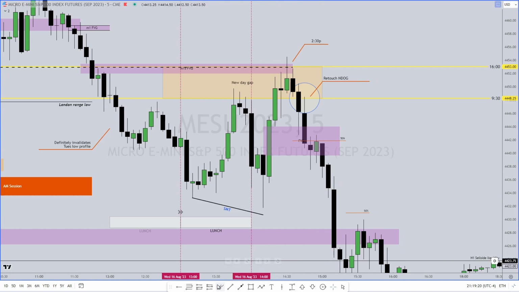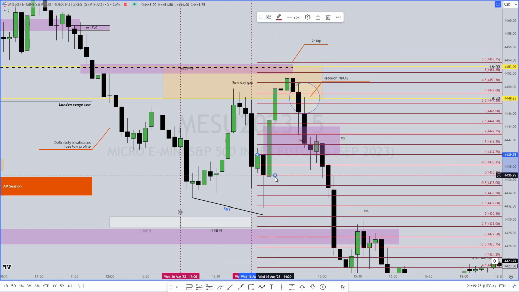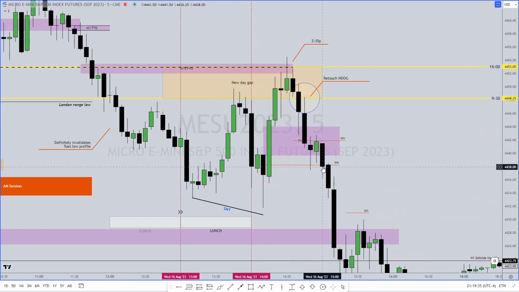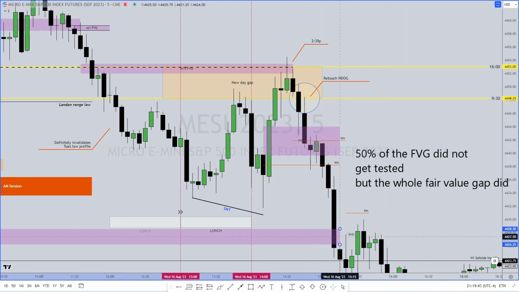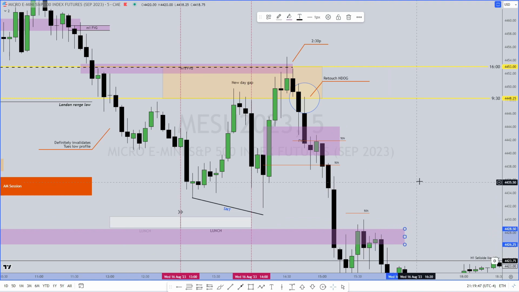Price goes down. This order block, 50%. Once we cross the 50%, break it, retest it, push down. 50% of this order block did not get tested, but the fair value gap did. This is a 5-minute fair value gap way back that got broken, retested, and went back down.